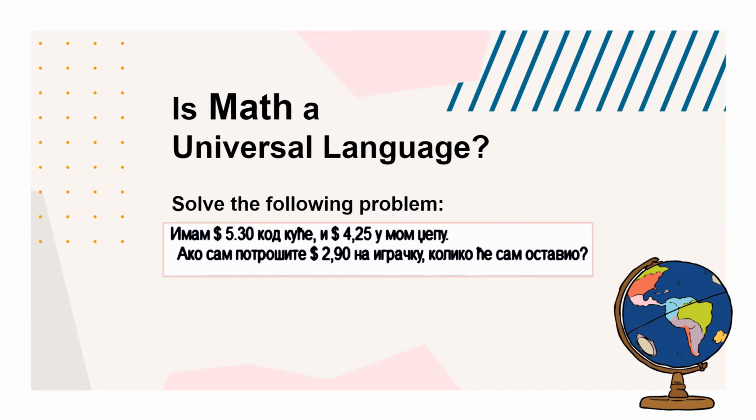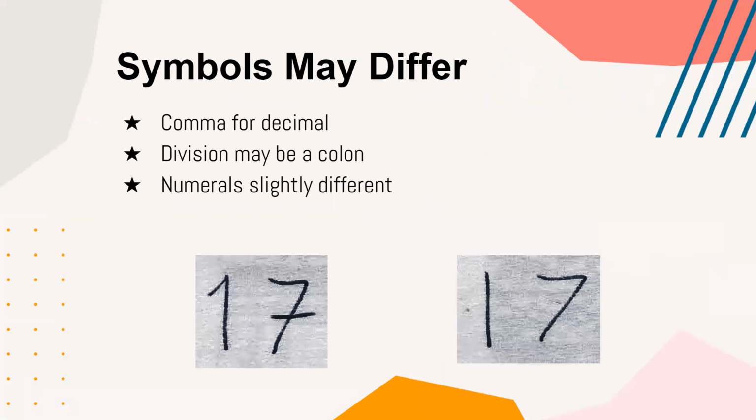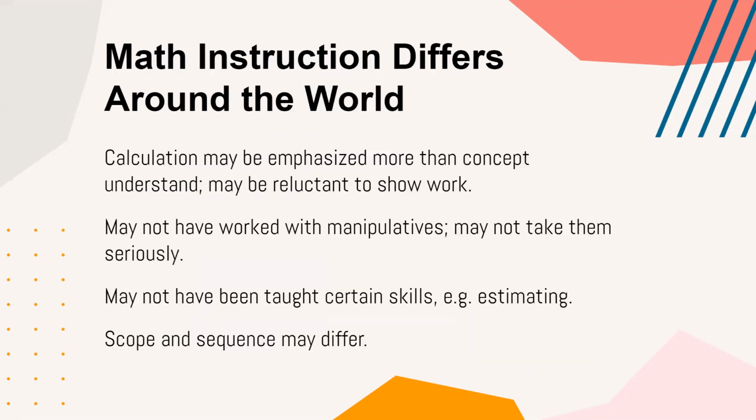And if you want to continue, Kristen, I'll talk just briefly about how even some symbols may also differ. On the left would be more of a European way of writing the number 17. On the right is more of an American way. Students might have been taught to use a comma for a decimal, or a colon for division. So keep in mind that math is not universal. And we'll keep going with that thinking and talk about math instruction around the world.